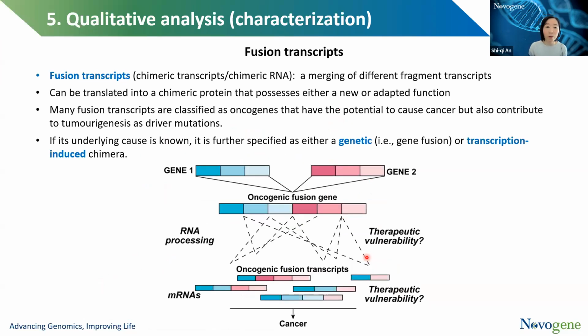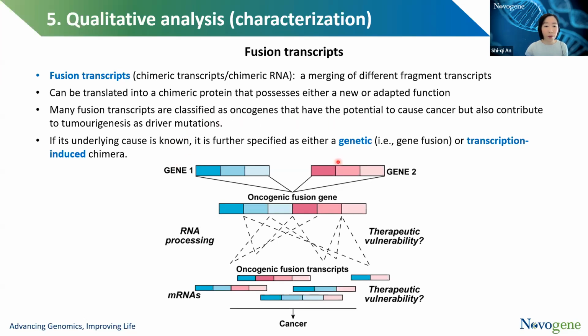Besides that, we can also use RNA-seq data to identify fusion transcripts. So what are fusion transcripts? It is basically a merging of different fragment transcripts. When this happens, usually it can be translated into a chimeric protein that could possess either a new or adapted function. As you can imagine, because the function of the protein could change, many fusion transcripts are classified as oncogenes that have the potential to cause cancer, and can also contribute to tumorigenesis as driver mutations. So it depends on how this happened.